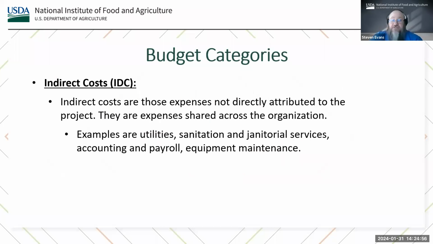Indirect cost. On indirect cost, an indirect is basically your utilities, your janitorial, accounting, your sanitation. Something that is not directly to the project, but is something needed.